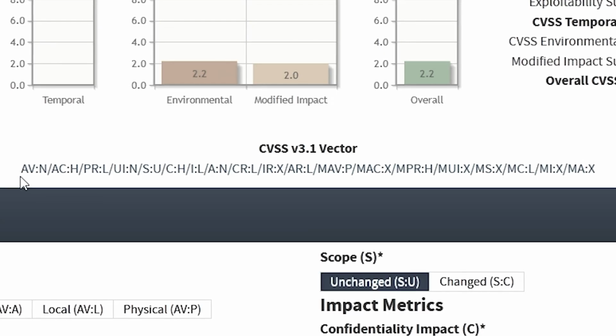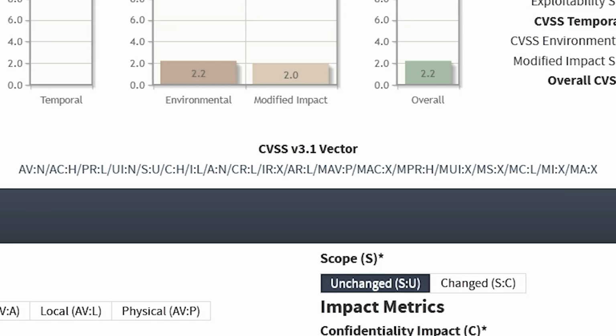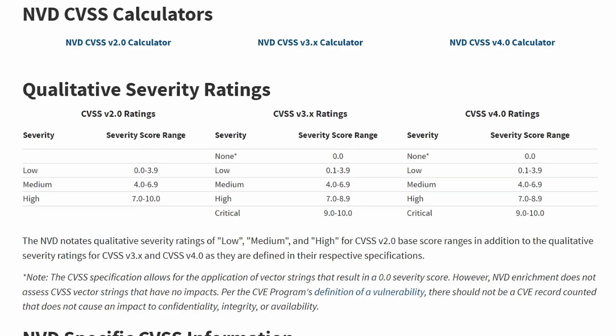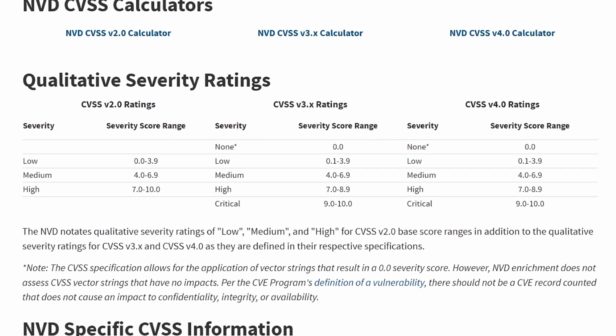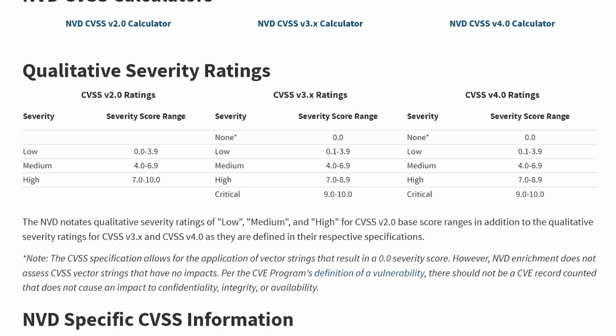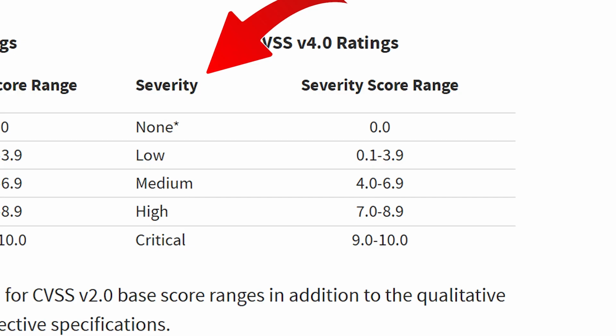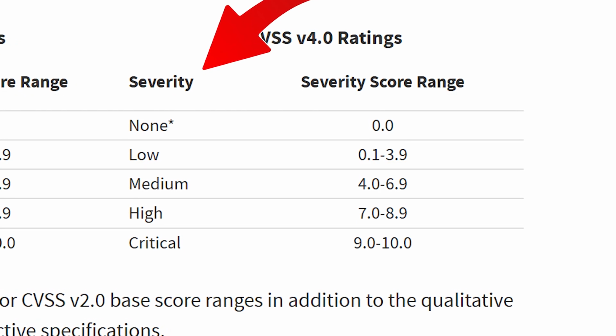When you score a vulnerability with CVSS, you'll get three things. The first is a vector string, which is a shorthand summary of the vulnerability metrics. The second is a numerical score from 0.0 to 10.0, always with one decimal place. The third is a severity rating, ranging from low to critical. If two vulnerabilities have the same vector, they'll always have the same score. But the reverse isn't necessarily true. There are often multiple ways to arrive at the same score using different vectors.